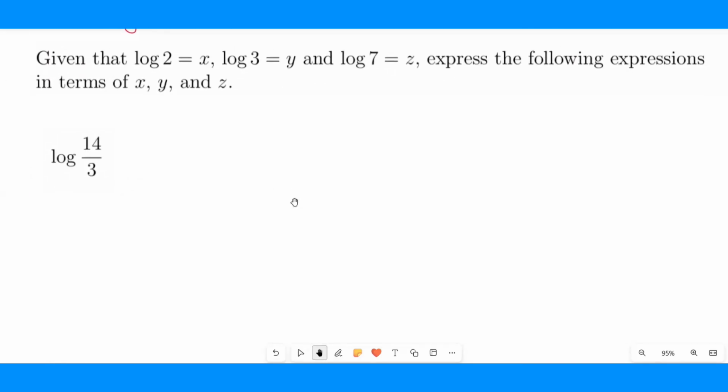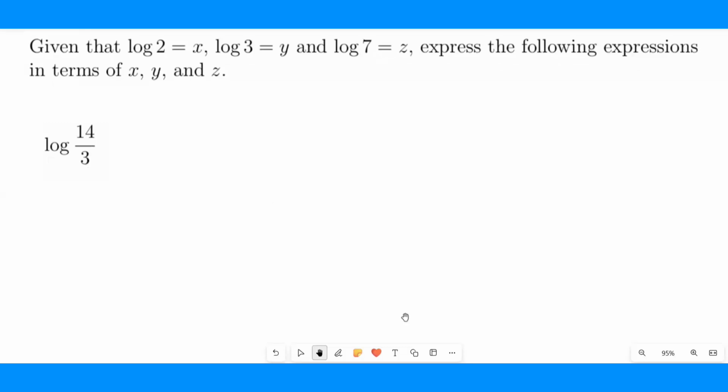All right. So in our second problem, we're looking at the same context. We have log 2, which is x, log 3, which is y, log 7, which is z, and we're looking at the log of 14 over 3.